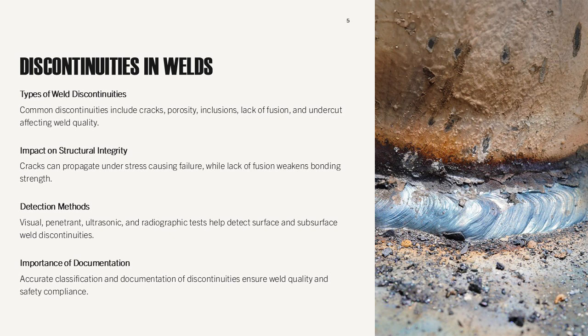API 577 emphasizes the need to identify and classify discontinuities accurately, as not all discontinuities are defects. Some may be acceptable within specified limits, while others require repair. Understanding the nature and cause of discontinuities helps inspectors choose the right NDE method for detection. For example, surface breaking cracks are easily detected by visual or penetrant testing, whereas subsurface defects may require ultrasonic or radiographic examination. Proper documentation and interpretation of discontinuities are essential for maintaining weld quality and ensuring structural integrity.